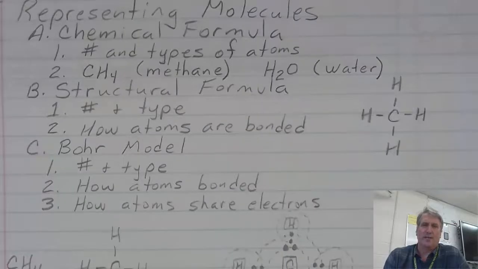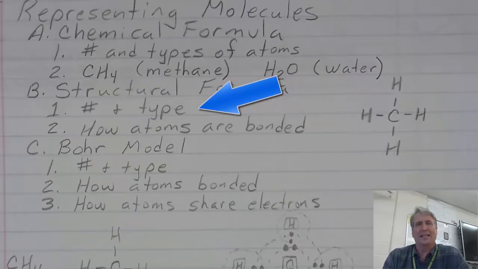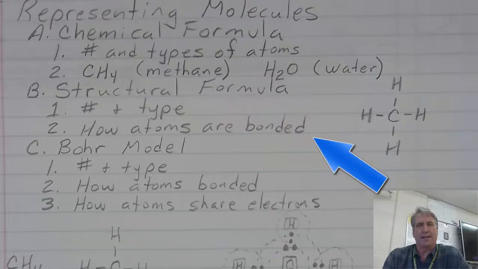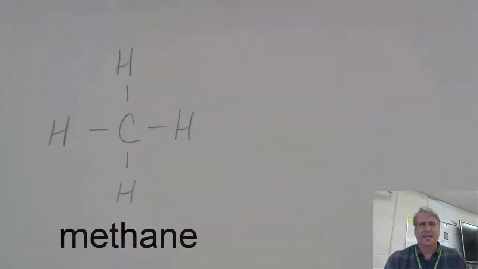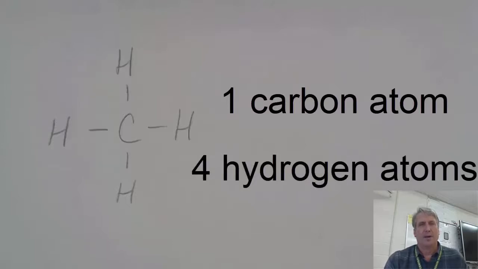The second way to represent a molecule is with a structural formula. A structural formula tells you the number and types of atoms in a molecule, but it also shows how those atoms are bonded together. Using methane CH4 as our example, you can see that the structural formula shows that there is one carbon and four hydrogens, but it also shows that each of the four hydrogens has a single covalent bond with the carbon atom.